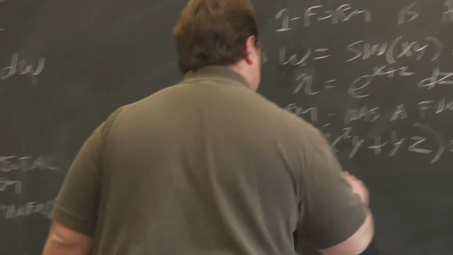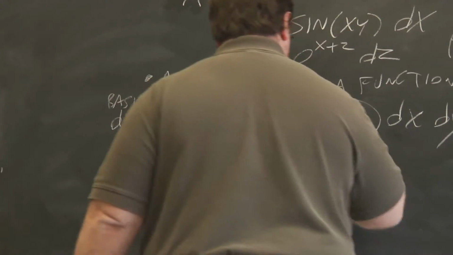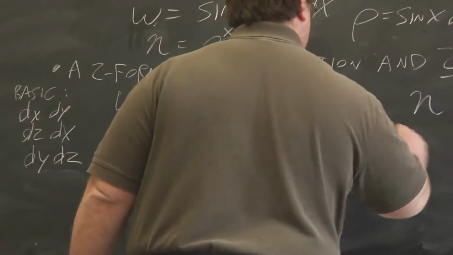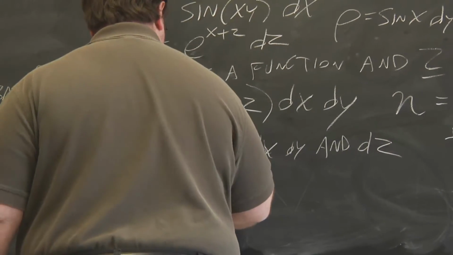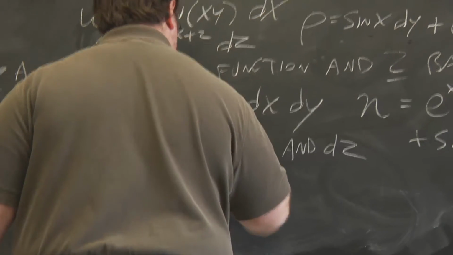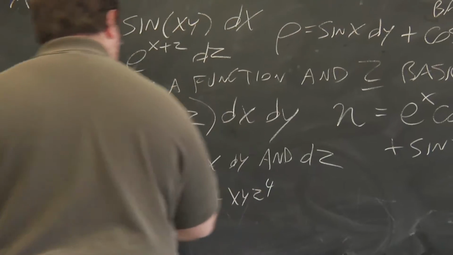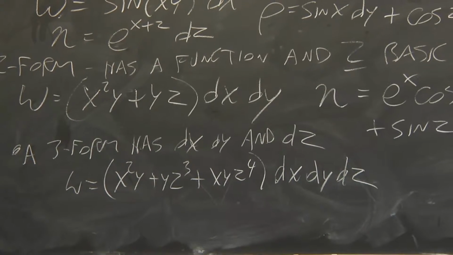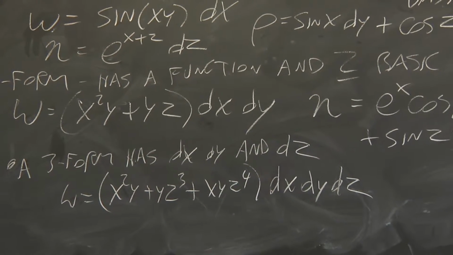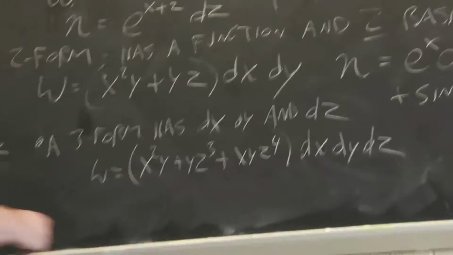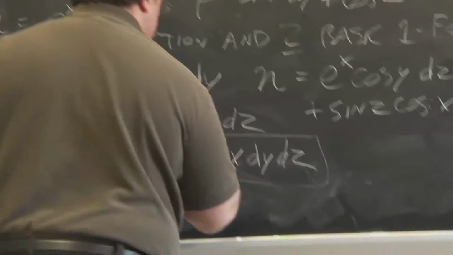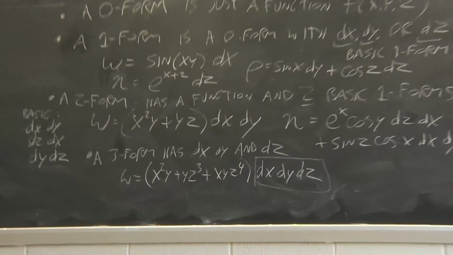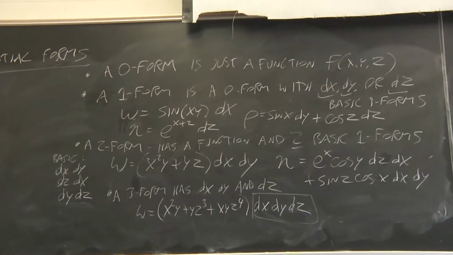Finally, you have a 3 form. So that includes dx, dy, and dz. So it could be something like this function times dx, dy, dz. So really, there's only one basic 3 form, and that's dx, dy, dz. Okay.